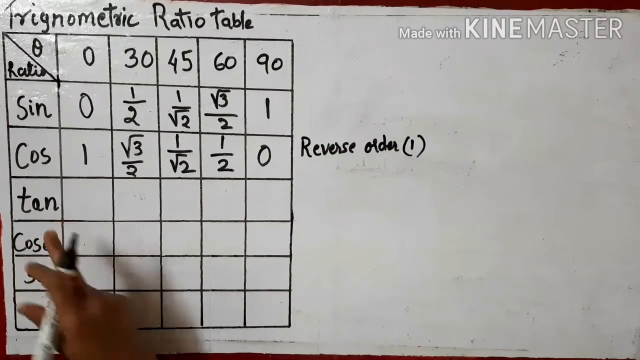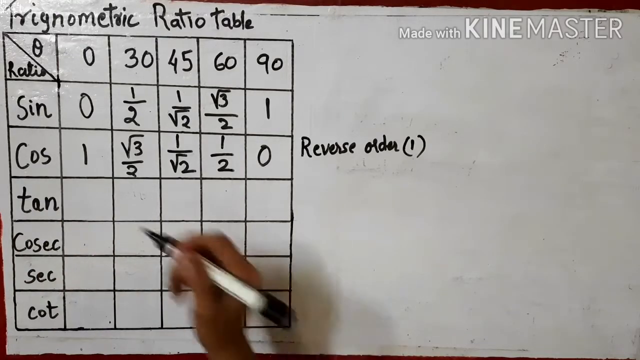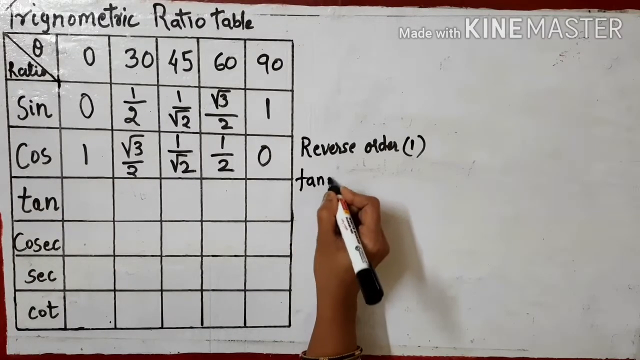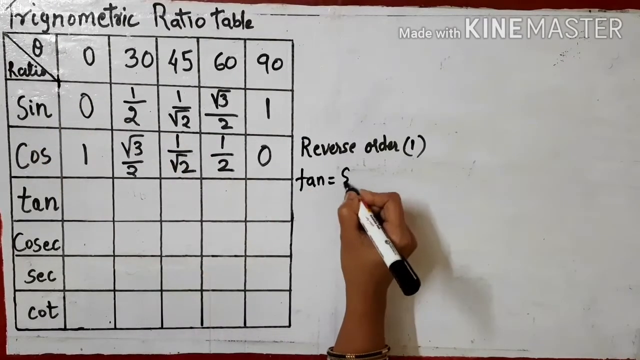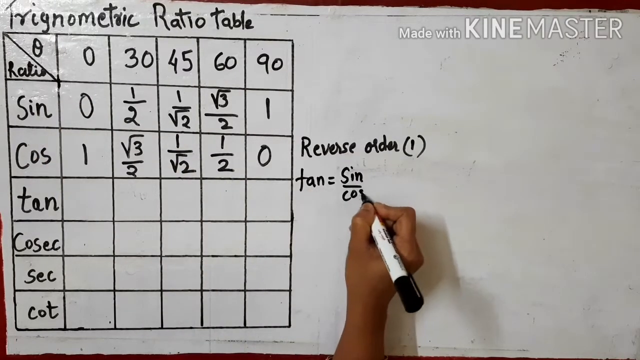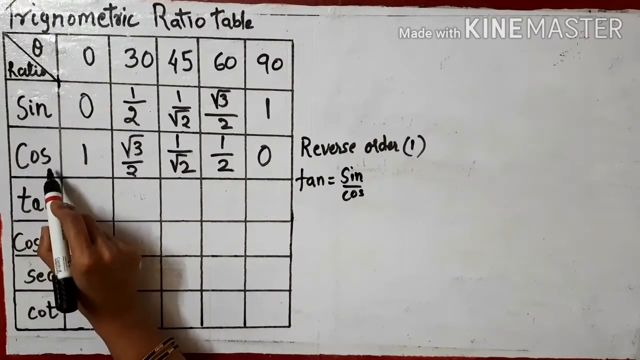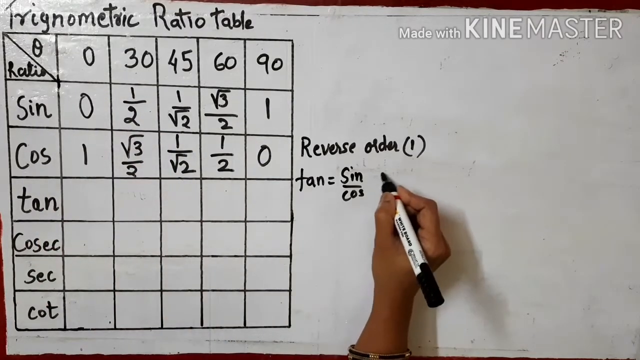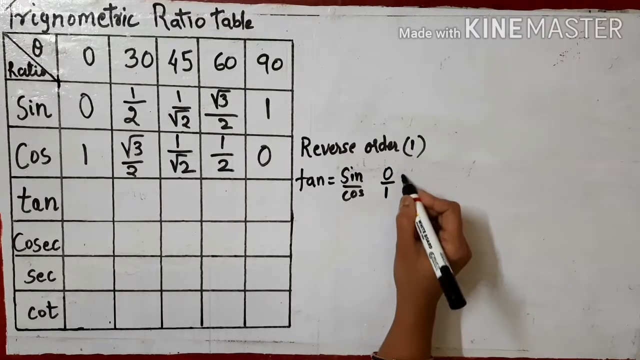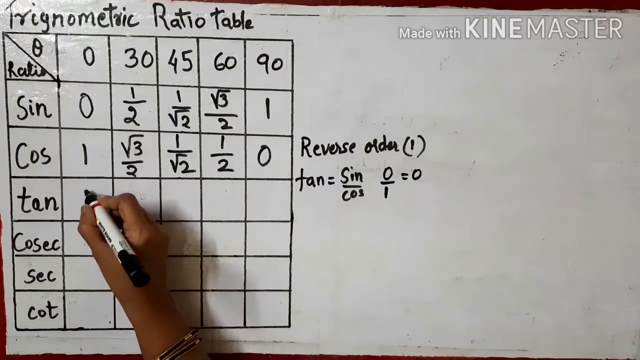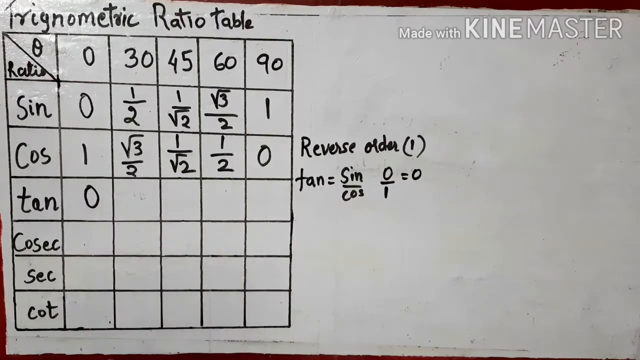Then we are going to find the value of tan. So tan will be sine upon cos. So we can find the value of tan 0 as sine 0 upon cos 0. So it will be 0 upon 1. So it will be 0. So the first value will be 0.